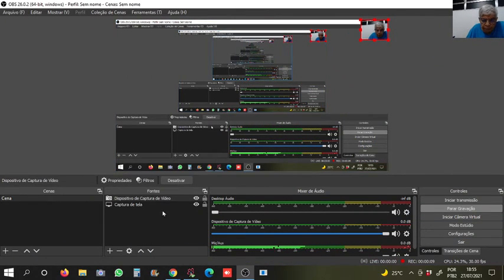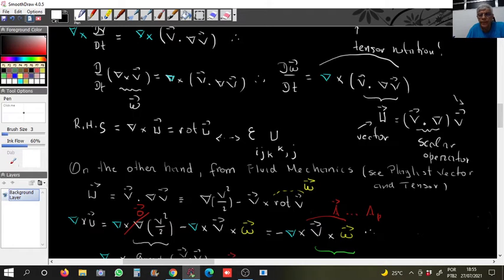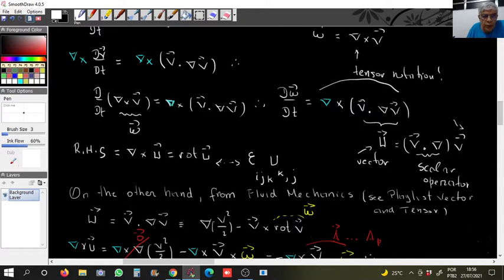Let's continue to derive the Lie bracket. Okay, now here. We stopped over here. So this is the rotation of the left hand side over here. Then the left hand side is just the transport term. This is the transport term. Now we're going to work on this right hand side over here.